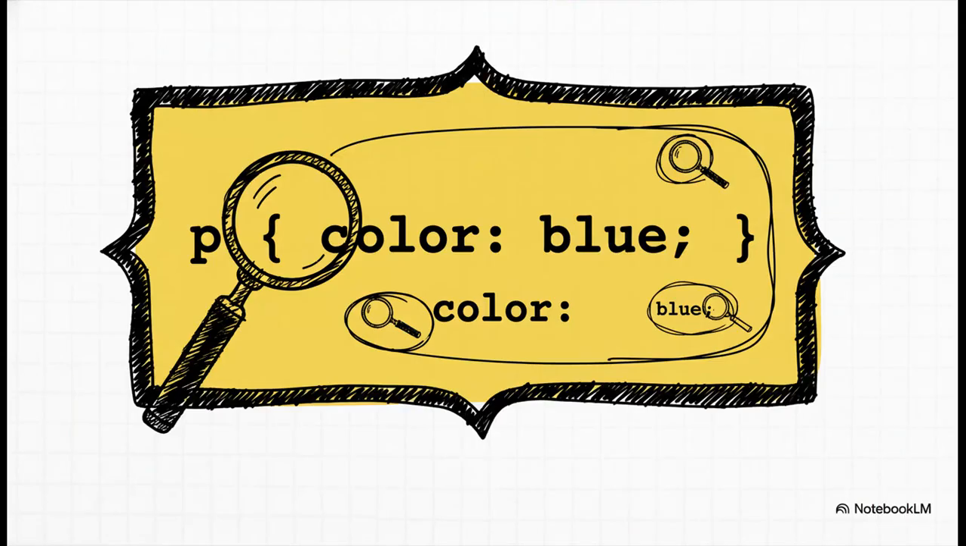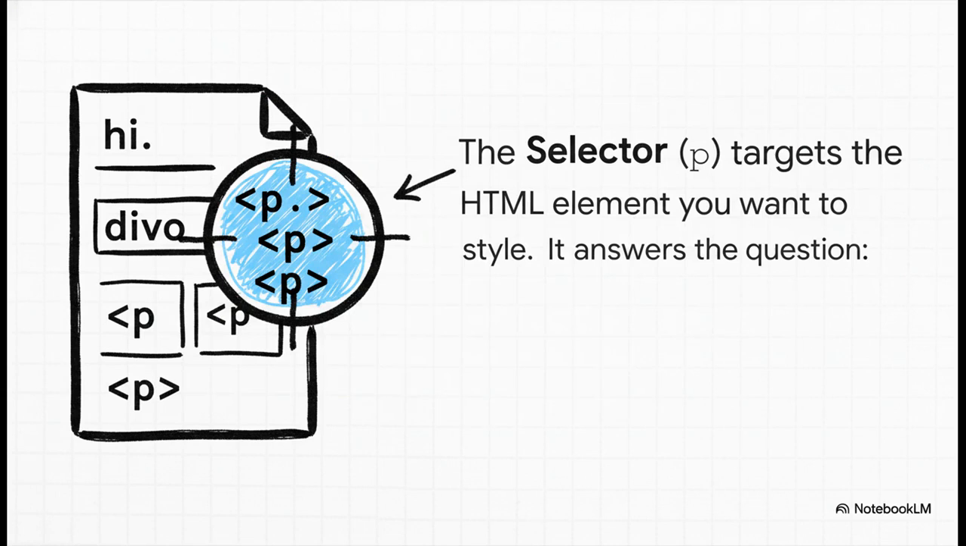All right, let's take a look at a real example. This little snippet here is a complete CSS rule. It looks super simple, I know, but trust me, every single character here has a job to do. So let's break it down piece by piece. The very first part is called the selector. Its job is pretty simple. It points to the HTML element or elements that you want to style. In this case, that P is targeting every single paragraph tag, the P tags, on your page.